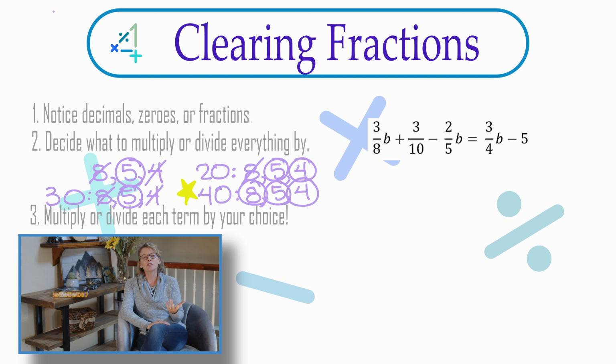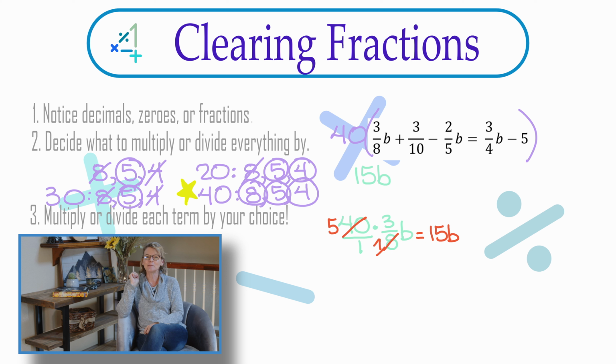Step 3. Write this 40 in front with my parentheses. We must distribute the 40 to each term. 40 times 3/8b. If I write it over here, you can see what's going on. 40 times 3/8. 40 over 1, then slash anything divisible on the top and bottom. 40 and 8 are both divisible by 8. 8 divided by 8 is 1 on the bottom, then 40 divided by 8 is 5. Across the top is 5 times 3 for 15. Don't forget the b next to it.